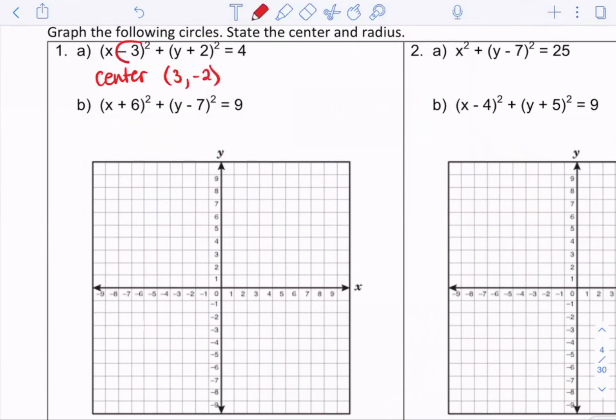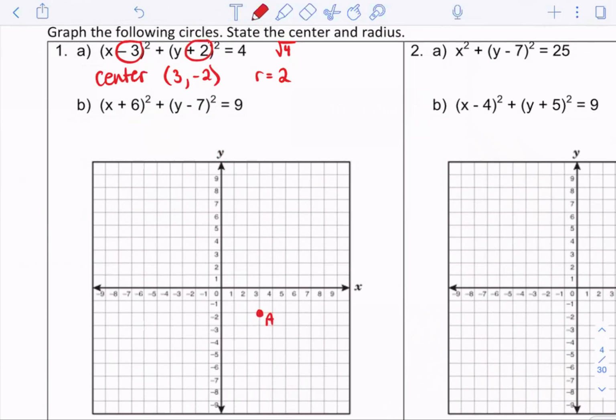Wonderful. Take the square root of 4, which is 2. So I would graph that and label that circle A. Beautiful. So our center is 3, negative 2. So let's go to 3 and negative 2, and I'm going to label that A.